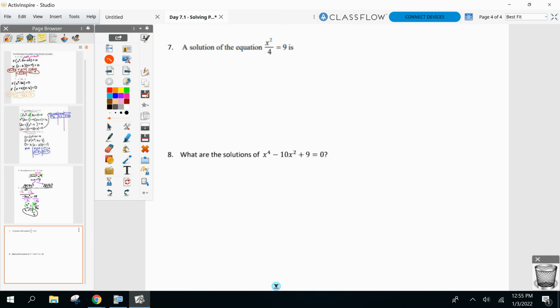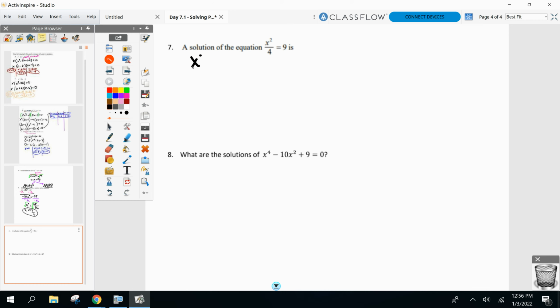Number 7. Just an x squared, right? So why don't we just take the square root at the end? But not yet though. You've got to get x squared by itself. How do I get x squared by itself here? How do I get rid of that 4? Yeah, go ahead. You can cross multiply. You can multiply it by 4.